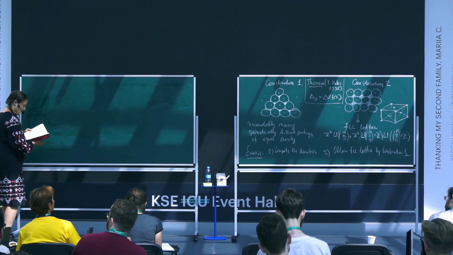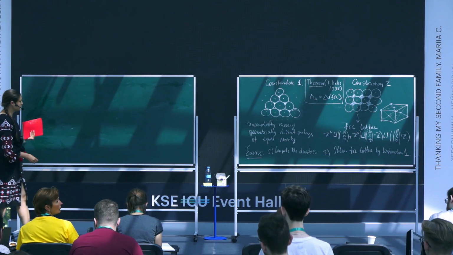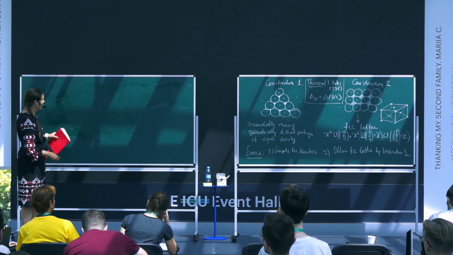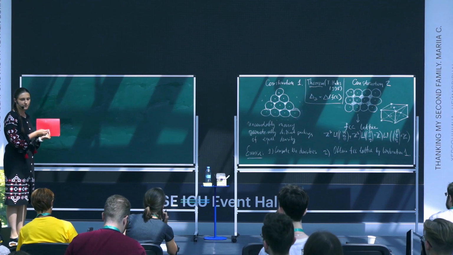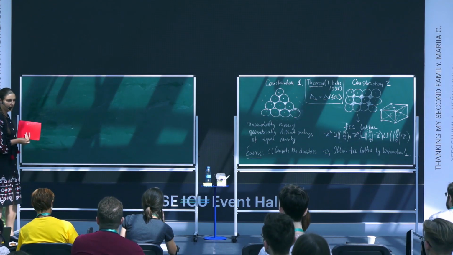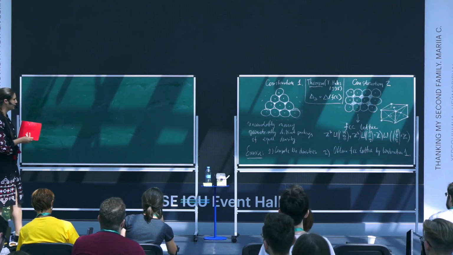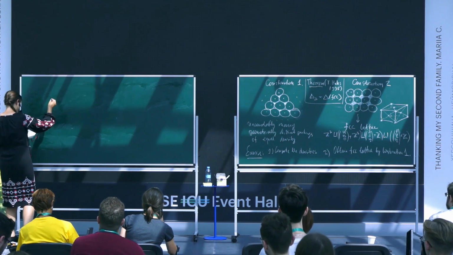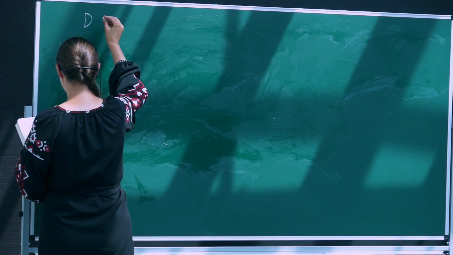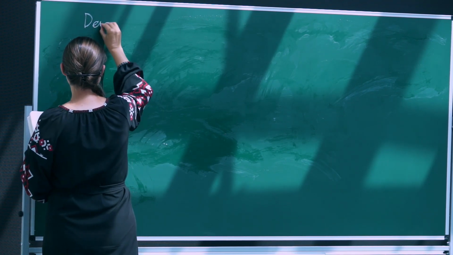And so what about the other dimensions? In dimensions up to 8, we actually know what the densest lattice packing is. And this is a quite old result from the beginning of the 20th century. So we know all the densest possible lattice packings.